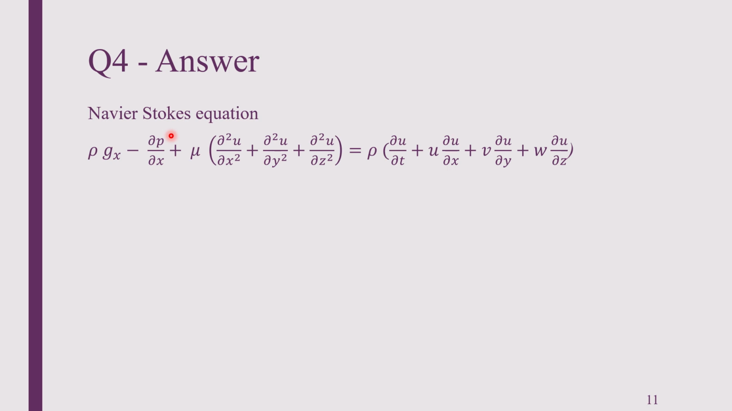This is the Navier-Stokes equation: rho g_x minus dou p by dou x plus mu times dou square u by dou x square plus dou square u by dou y square plus dou square u by dou z square, is equal to rho times dou u by dou t plus u dou u by dou x plus v dou u by dou y plus w dou u by dou z. I have written it for the x component alone. Similarly, it comes for the y component as well as the z component.